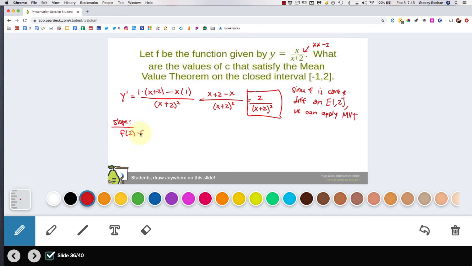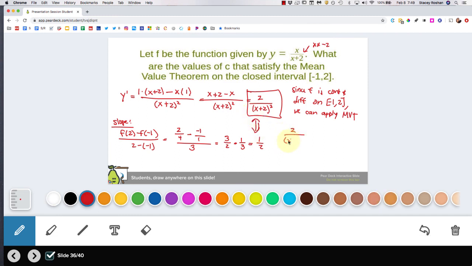f of 2 minus f of -1 all over 2 minus -1. So if I put in a 2, I'm going to have 2/4 minus, put in a -1, -1 over 1, all over 3. So I have 1/2 plus 1, that's 3/2. Divided by 3, so I'm going to multiply it by 1/3. So I have 1/2. So by MVT, let's make the slope equal to the derivative.